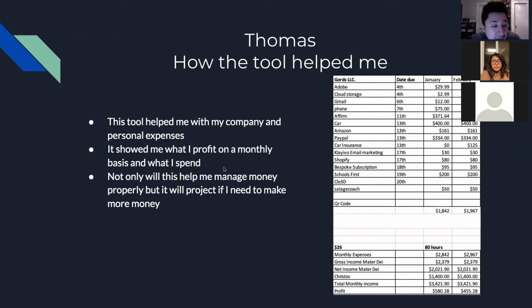This tool has helped me in many ways. This tool has helped me with my company and personal expenses. As you can see to the left, all the stuff I have to pay for on a weekly, monthly basis. The amount of each, and with that tool, pretty much you add all this together and you get your answer on the bottom, month by month. So it shows me what I profit on a monthly basis and what I spend. This just organizes everything for me, easy for me to read.